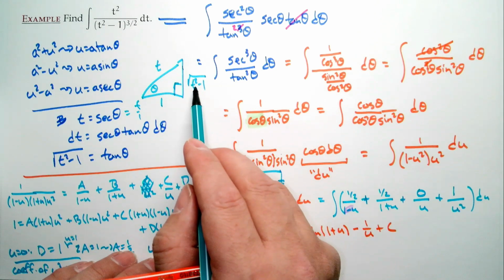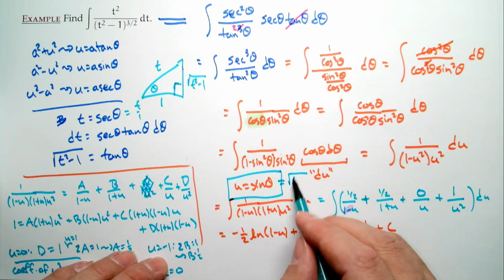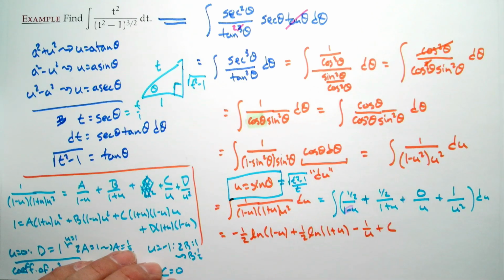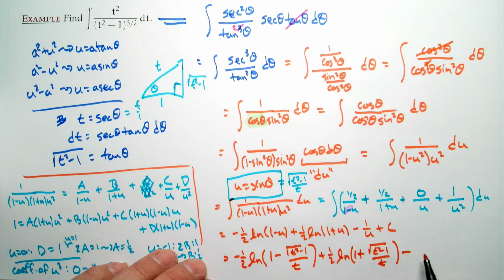It is square root of t squared minus 1, opposite over hypotenuse. The square root of t squared minus 1 over t. So everywhere where I see a u, I can put that in. So we get minus 1/2 natural log of 1 minus square root of t squared minus 1 over t, plus 1/2 natural log of 1 plus square root of t squared minus 1 over t, minus 1 over u, t over square root of t squared minus 1 plus c.